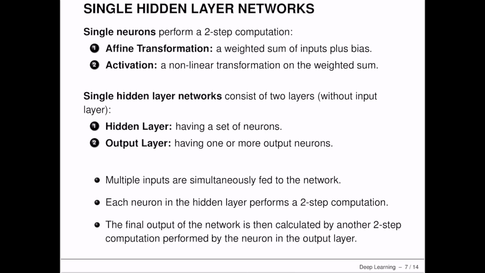Multiple inputs are then simultaneously fed into the network, and we compute the output of the hidden neurons in the hidden layer by performing the two-step computation. First the affine transformation, then applying the activation function in each of the neurons. Given the output of these hidden neurons, these are fed into the output layer, where again first the affine transformation is applied and then an activation function is applied to the weighted sum.